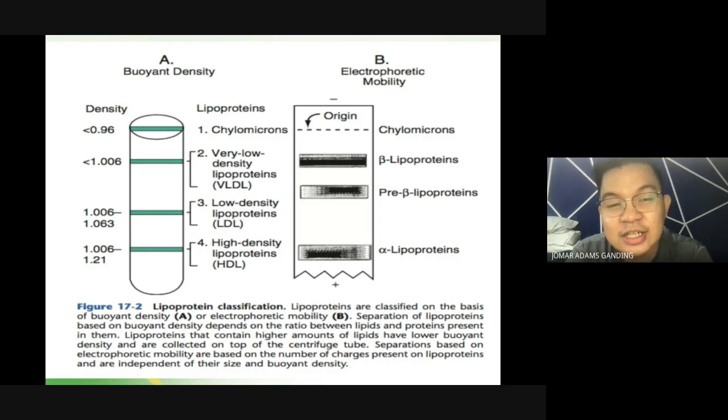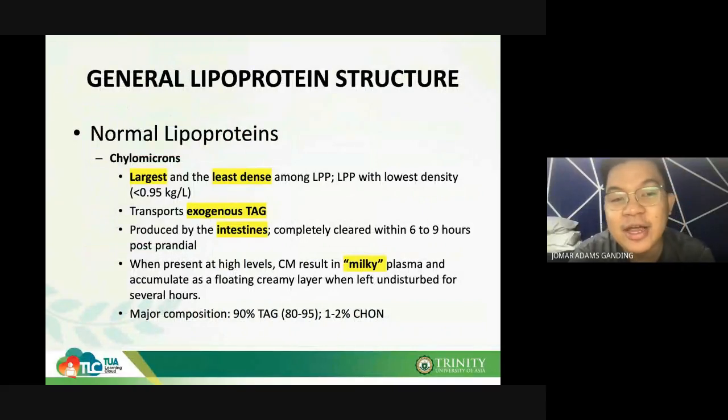So, first, let's talk about your chylomicrons. Your chylomicrons are no problem because you see them on the topmost because they're the lightest. You see this on the origin. Why do we see it on the origin? Because it didn't move. Why? Because it's the largest lipoprotein. Chylomicrons are considered to be the largest yet the least dense among all lipoproteins. It is the lipoprotein with the lowest density, meaning the lightest.